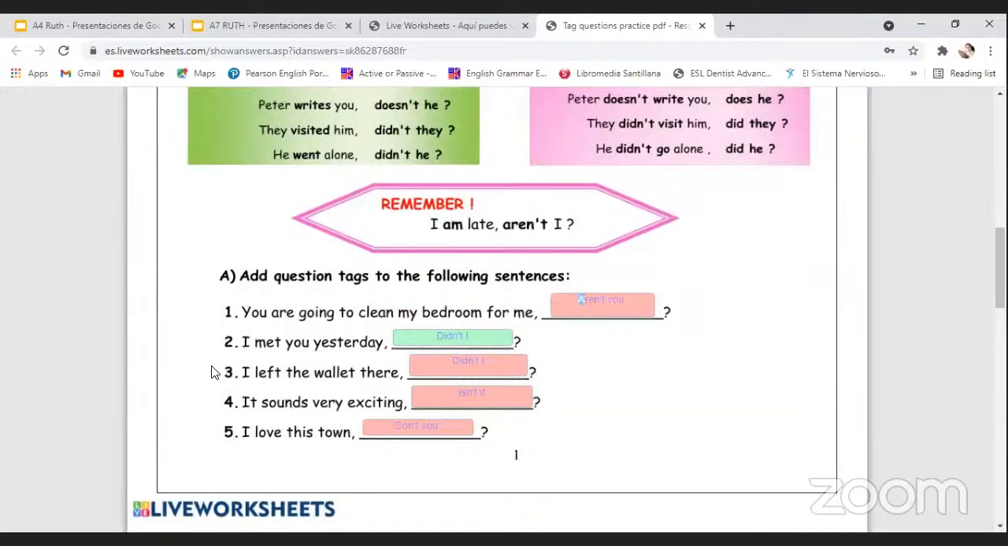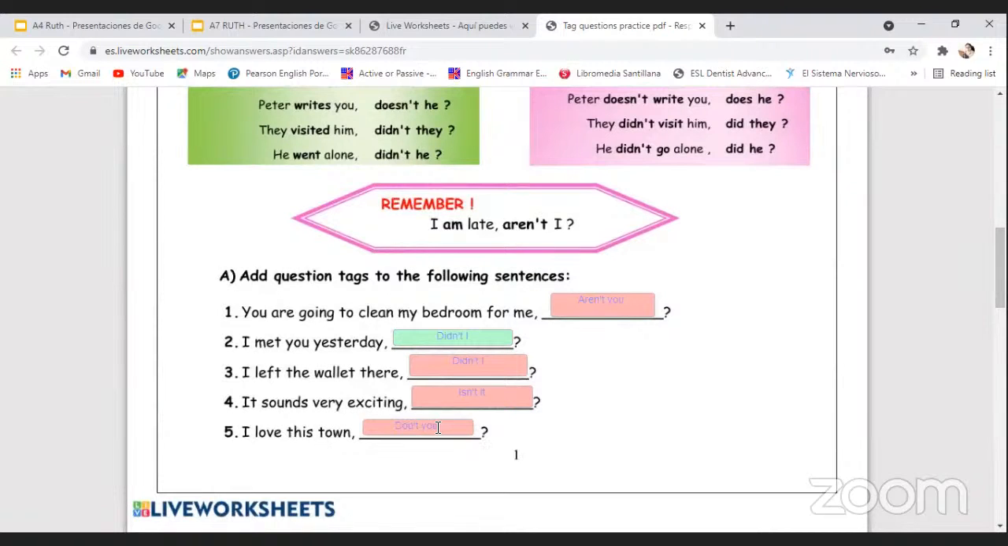Okay. All right. I left the wallet there. Didn't I? Yes, it's correct. This one is correct too. 1, 2, correct. It sounds very exciting, isn't it? Correct. I love this town. All right. Okay, don't you?